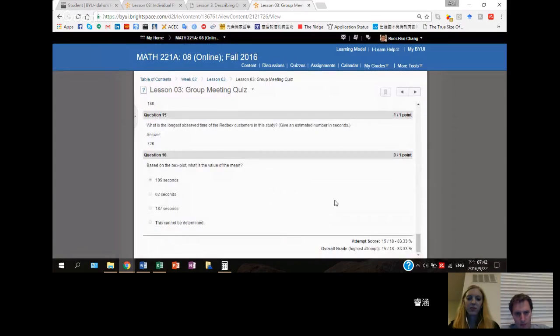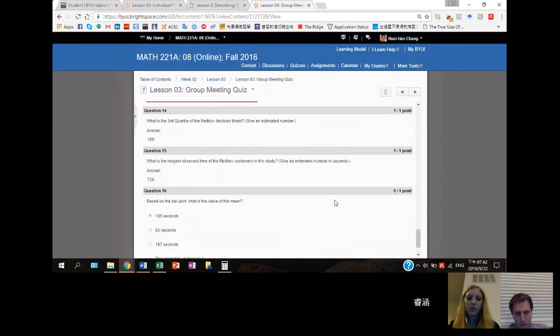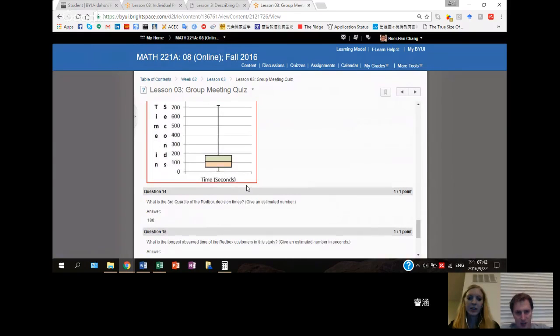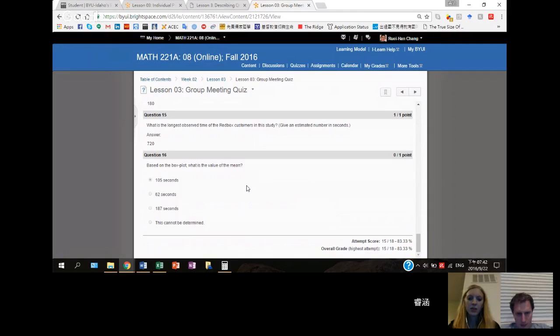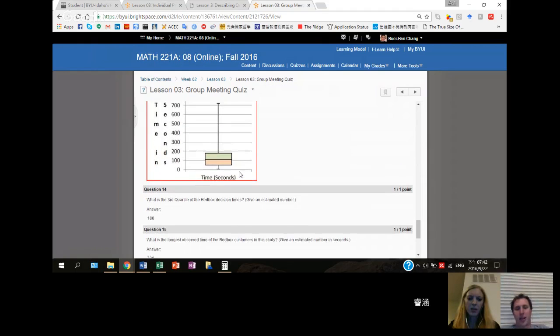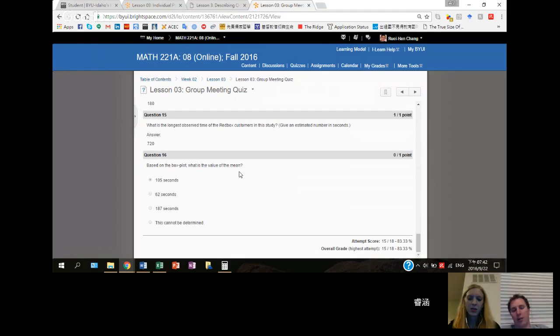All right, let's see. I got 3 questions wrong. Question 16 is wrong. The value of the mean, not the median, the mean. So we can't determine the mean, the average, because we don't have all of the numbers. We just have the box. Yeah, it cannot be determined, right?